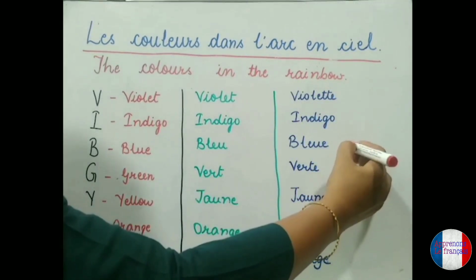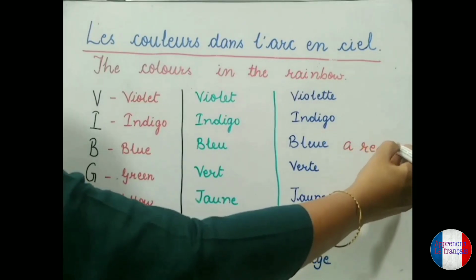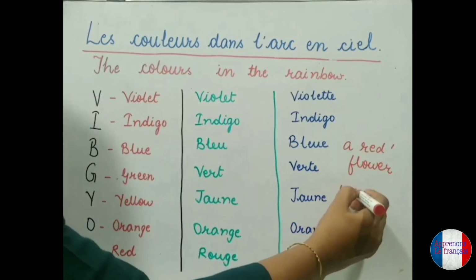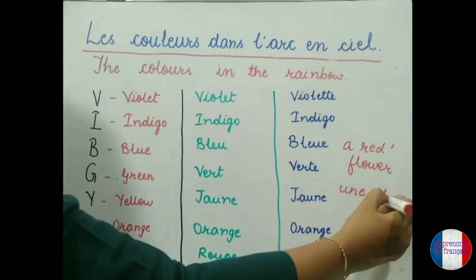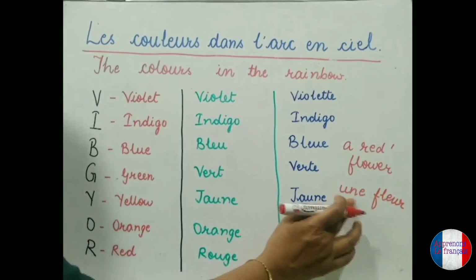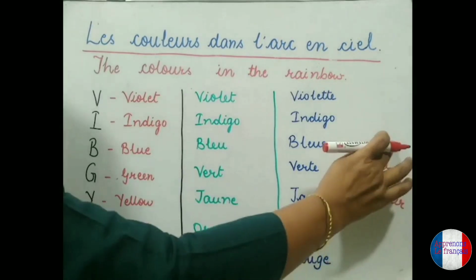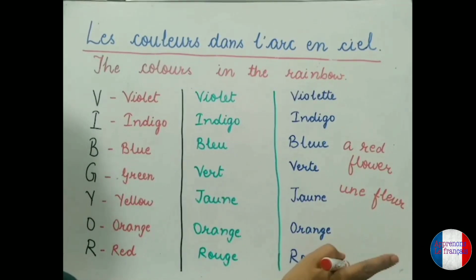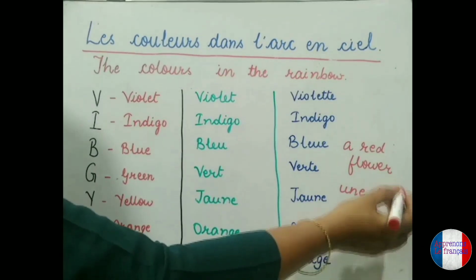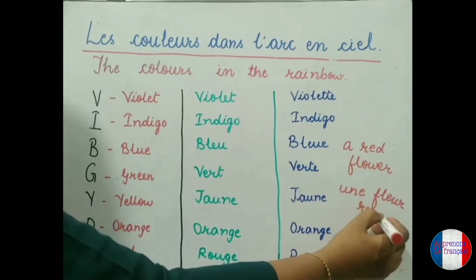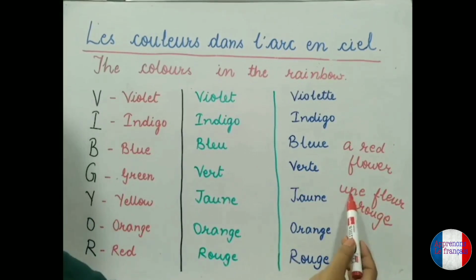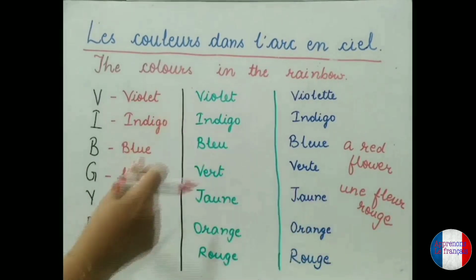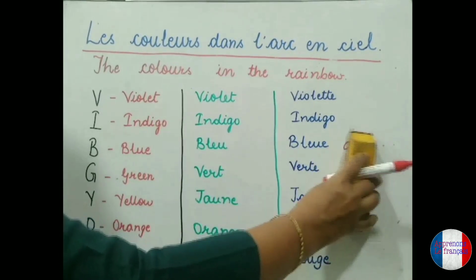So, if I say a red flower in French, I would say flower. If you remember the last lesson, the flower was feminine and it is une fleur. Une fleur. And I have to use the adjective of color. Here, adjectives of color in French are always placed after the noun. And red in French is rouge. So it will be une fleur rouge. We'll come to this practice a bit later. First, we will understand what the colors are called in French here.